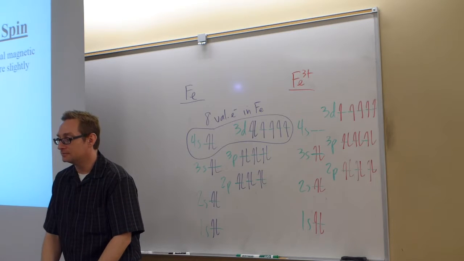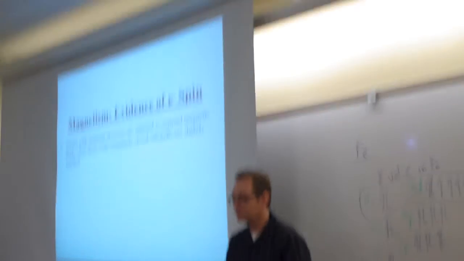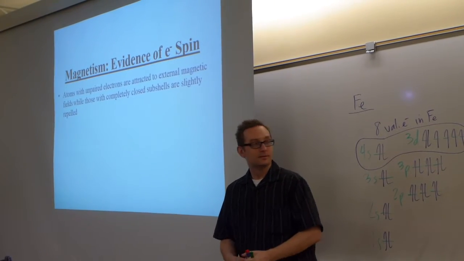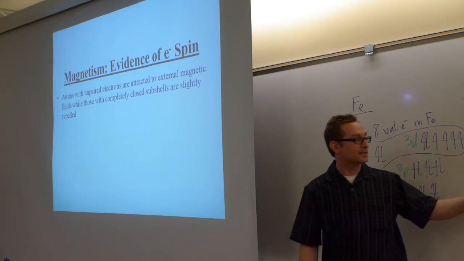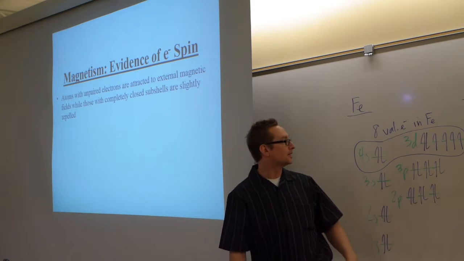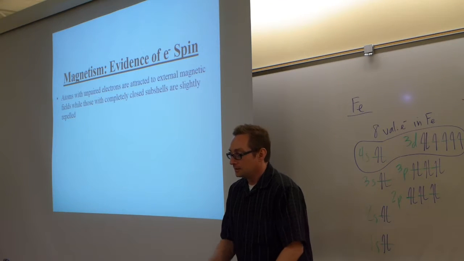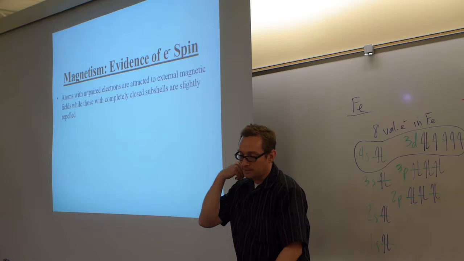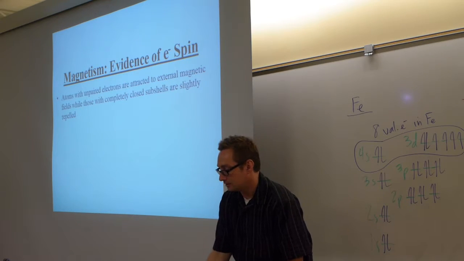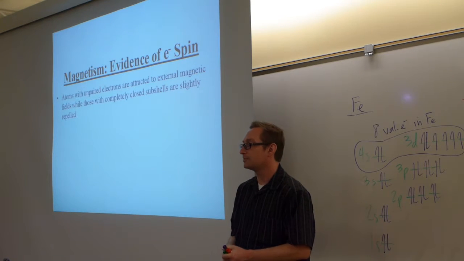Okay, so this experimental evidence, or this idea of electron spin. If you look at iron 3+, it has a lot of electron spins that are parallel, right? Although there's quite a few in neutral iron too. Atoms that have unpaired electrons are attracted to a magnetic field, while those that have completely closed subshells are slightly repelled.